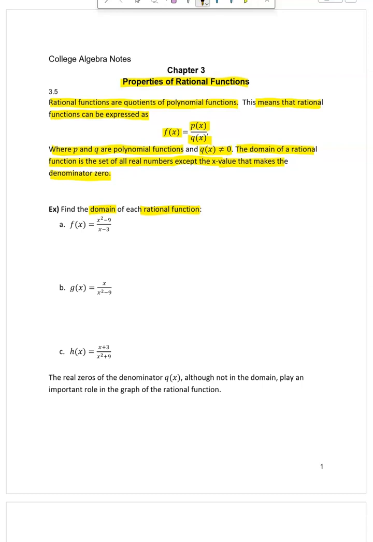When we are looking for the domain of a rational function, we always set the denominator not equal to 0 and solve. We just take whatever's in the denominator. This time it's x minus 3. We set that not equal to 0 and solve, which means we move the 3, so x cannot equal 3.